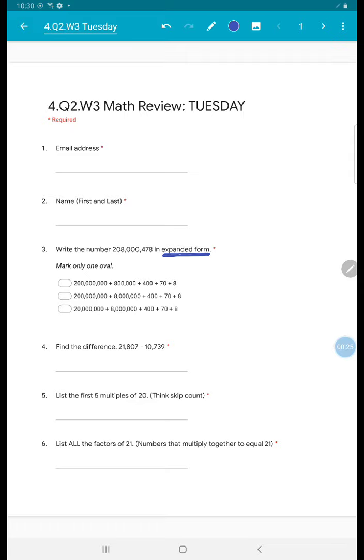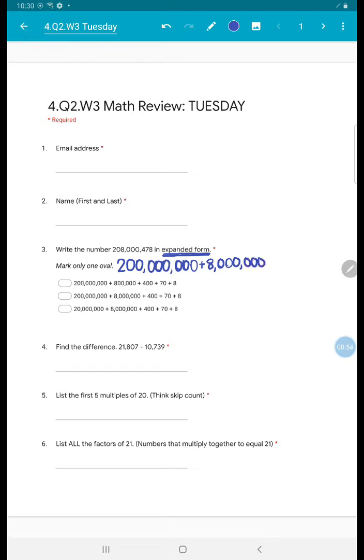So we'll start with the greatest place value. It's a 2 in the 100 millions. So 200 million. Next I have a 0. I do not have to write 0 because it doesn't have any value. So I'll go on to the next digit. And that's an 8 in the millions place value. So I'll add 8 million.